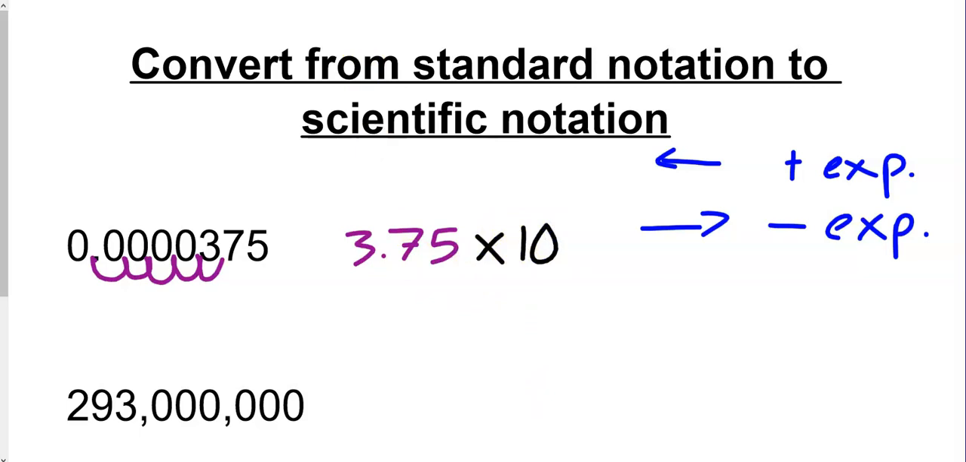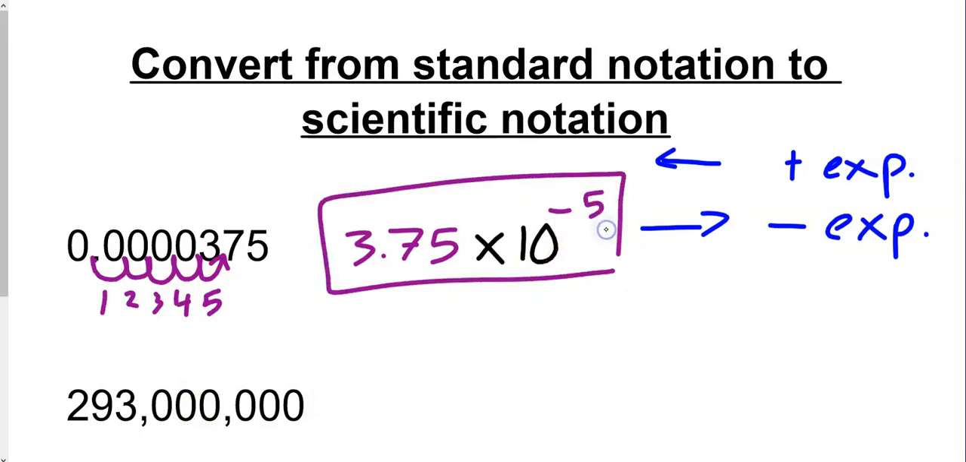We moved to the right. So that means my exponent is negative. How many times did I move to the right? 1, 2, 3, 4, 5. So it is a negative 5. There is the scientific notation for that really small number.